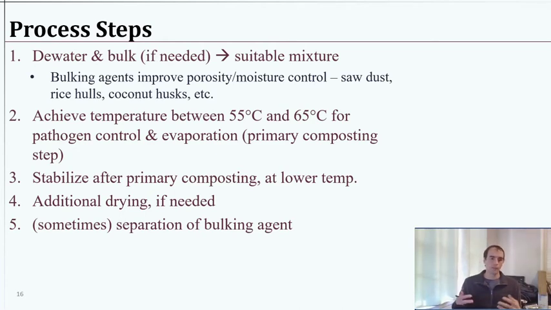So really, when we say bulking, that's adding volume in a way that's going to allow for it to have better contact, a better porosity, allowing air to be exchanging in and out, and any residual water to drain out as well. So if you're ever operating your own compost and it gets too sludgy, you might consider adding some sawdust to it.